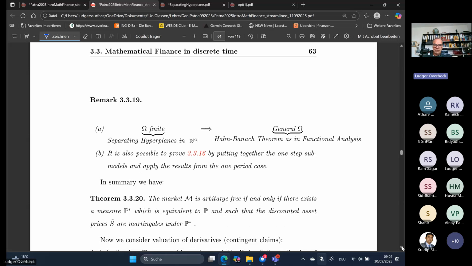So just to mention how it works in more realistic models: in a continuous time, continuous space model, omega is not finite. You have a general omega. You have to resort to Hahn-Banach theorems; separating hyperplanes in finite dimensional space can be related to Hahn-Banach theorems in functional analysis.